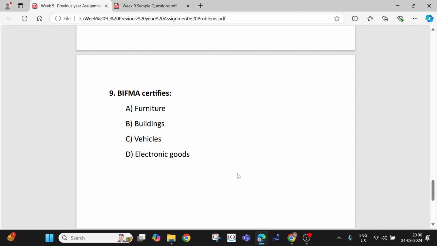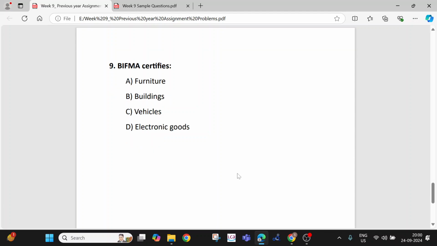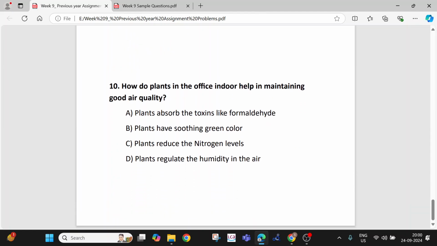So here is the ninth question. Furniture, this thing we have discussed just now. What will be the full form? Can anybody tell? Sir, I don't know. Anybody knows? It is Business and Institutional Furniture Manufacturers Association, BIFMA. You can search it later also, so you should be knowing. Fine. Okay, sir. So here is the 10th question and the last question of the previous year.